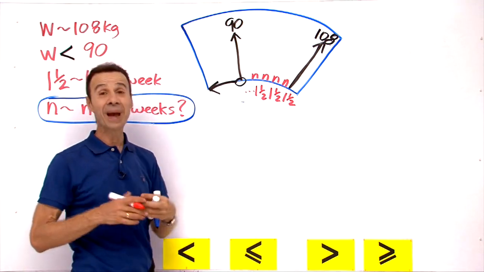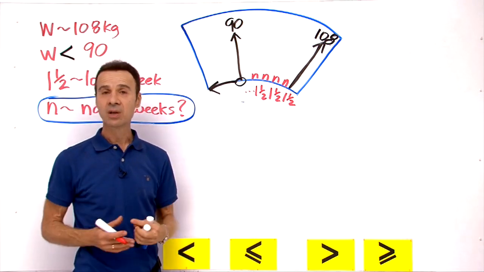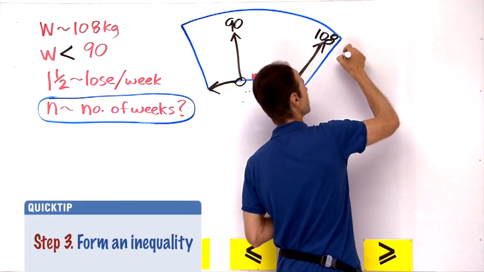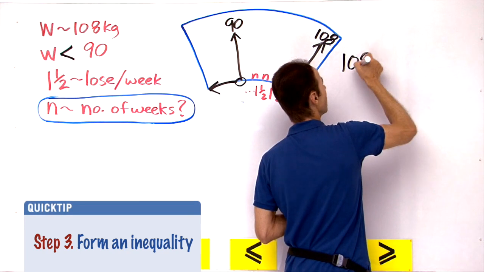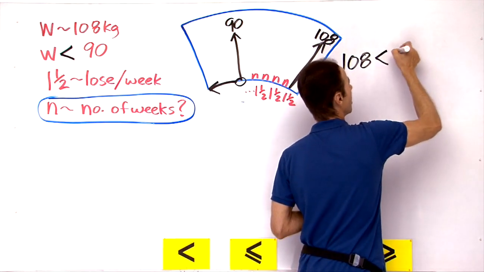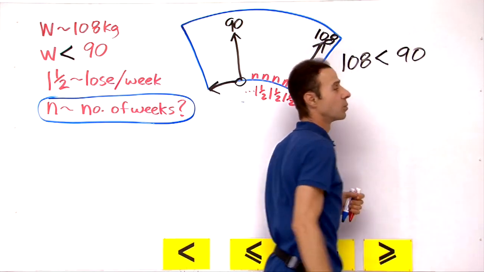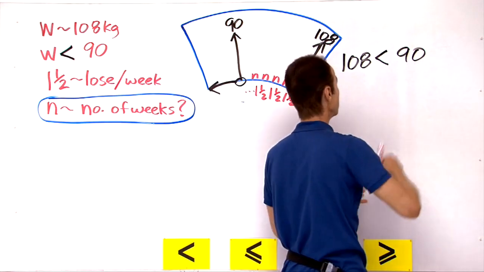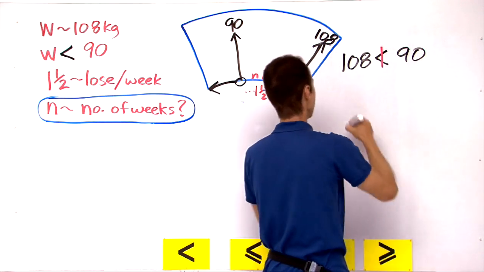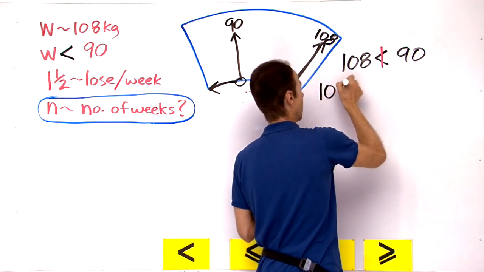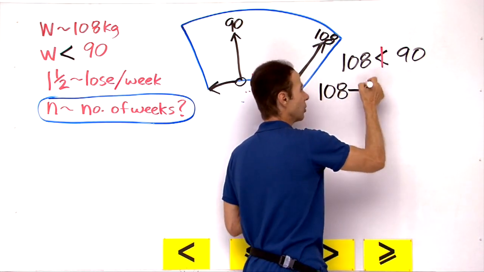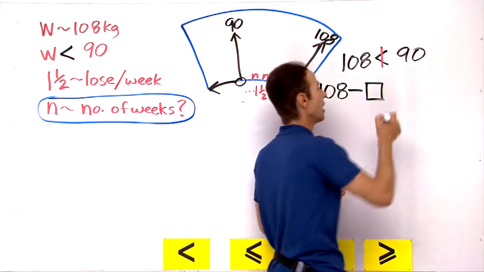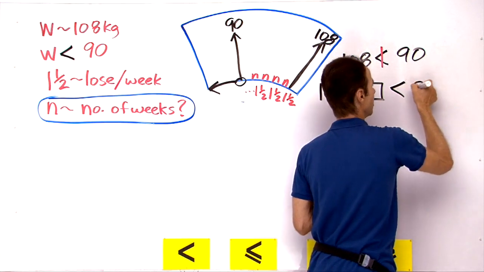Okay, so now let's form an equation or an inequality so we can determine his weight. So at the moment we know he's 108, isn't he? Now, is 108 less than 90 kilograms? Well, obviously not. So that means what we have to do is we have to get 108 kilograms, and we have to, of course, lose some weight. We have to lose something. Let's call that something, that box there. We need to lose that, and that's going to be less than 90 kilograms.